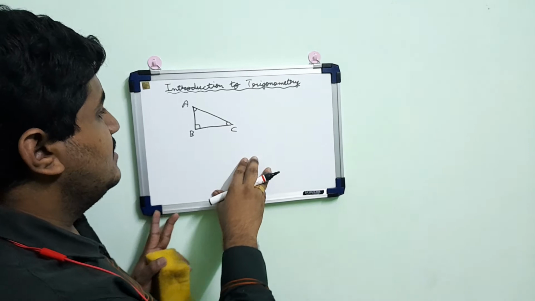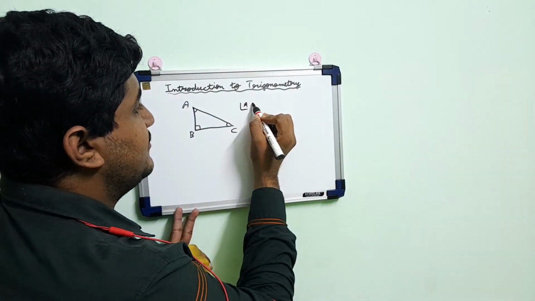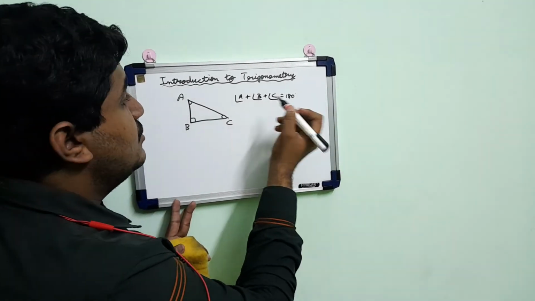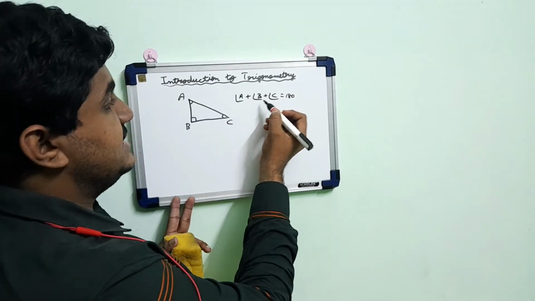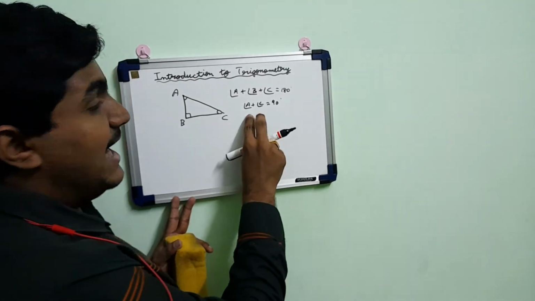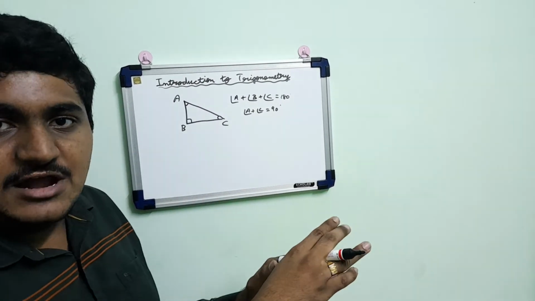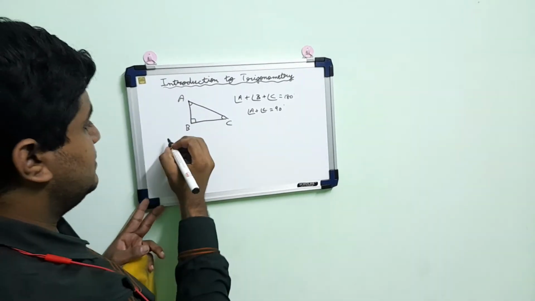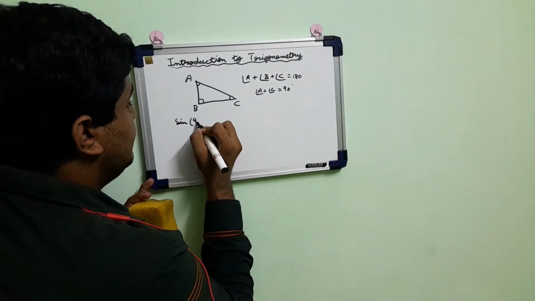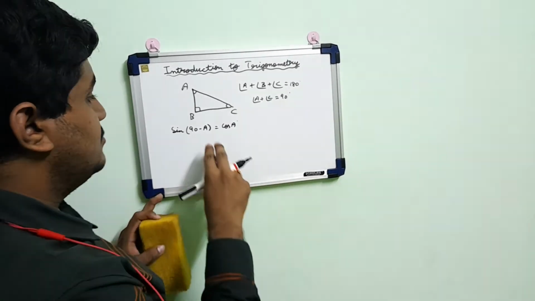Using the angle sum property of a triangle, we know that angle A plus angle B plus angle C is equal to 180 degrees, out of which angle B is 90 degrees. So angle A plus angle C is equal to 90 degrees. So we conclude that angle A and angle C are complementary to each other. So we can write the various trigonometric ratios using these complementary angles. Sine of 90 minus A, that is angle C, can be written as cos A.